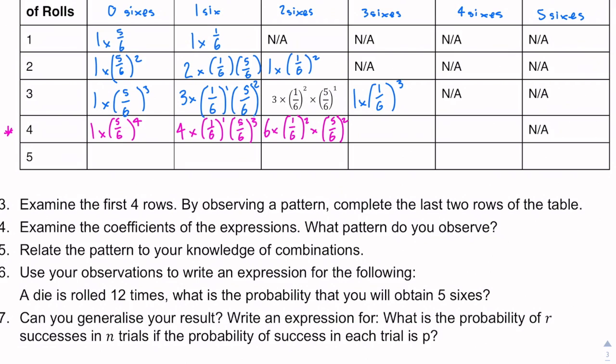3 sixes, well, getting a 6 3 times is the same as getting a non-6 once. So that's going to be 4 times (1/6)^3 times (5/6)^1. And this is going to be 1 times getting 4 sixes, well, that's (1/6)^4. Now, you should have picked up on the fact that the numbers we're coming up with, let me make this blue.